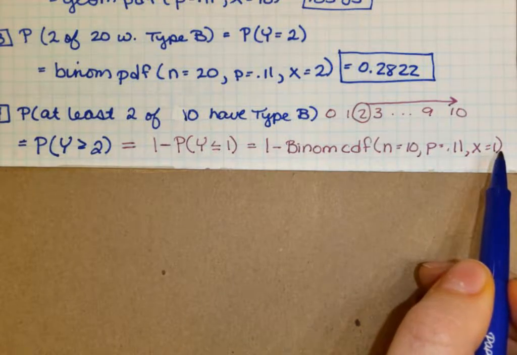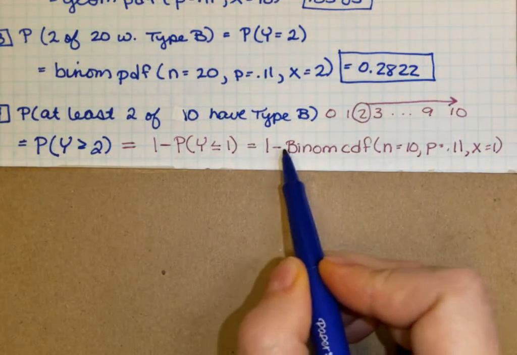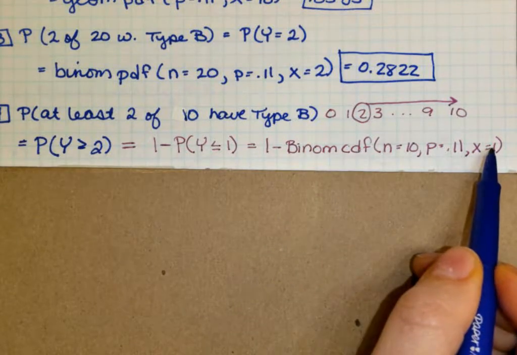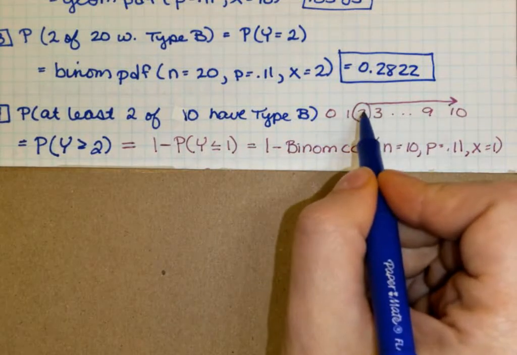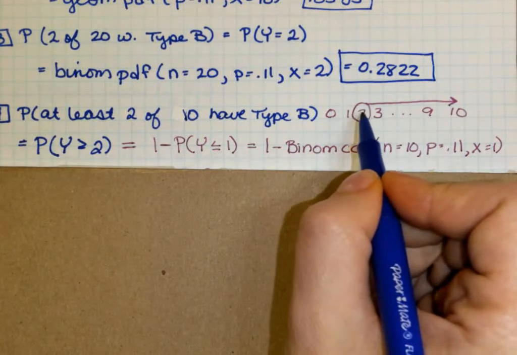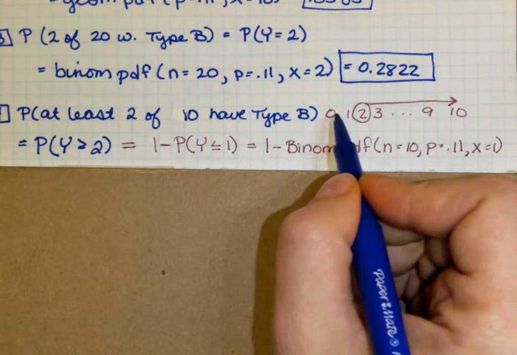So if it was like Y is greater than or equal to 4, I would do 1 minus binom CDF up to 3. Oh, so it's basically just like subtract 1, right. Because if we're talking about greater than or equal to 2, 2 is included in that, but 2 is not included in what I'm leaving out. Okay?